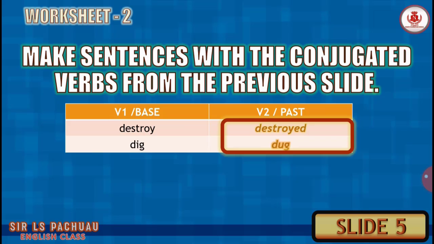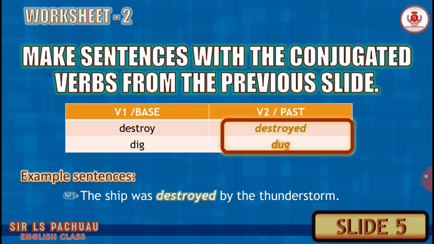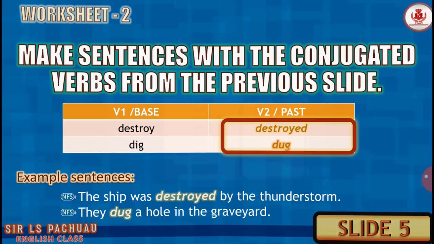Here, let's see example sentences. The ship was destroyed by the thunderstorm. So you have to make sentences like that. And let's see about this, dug. They dug a hole in the graveyard. Dug. So let's go to slide number 5 again here.